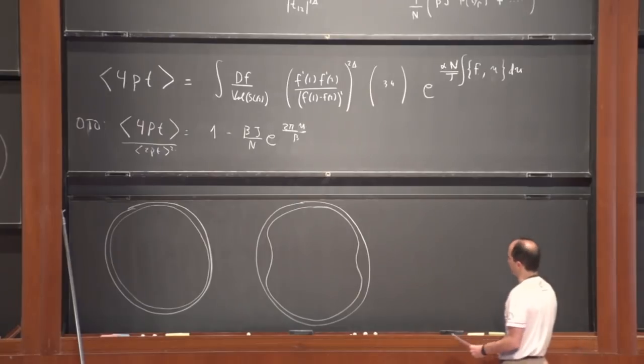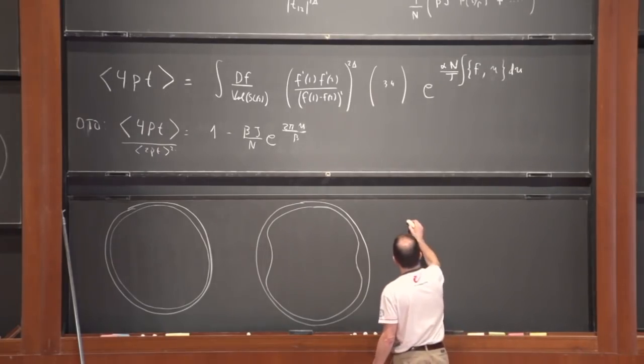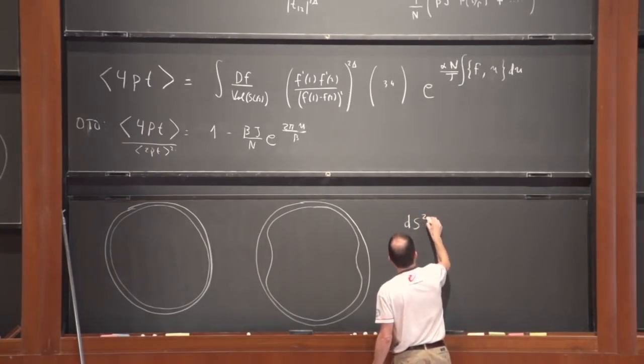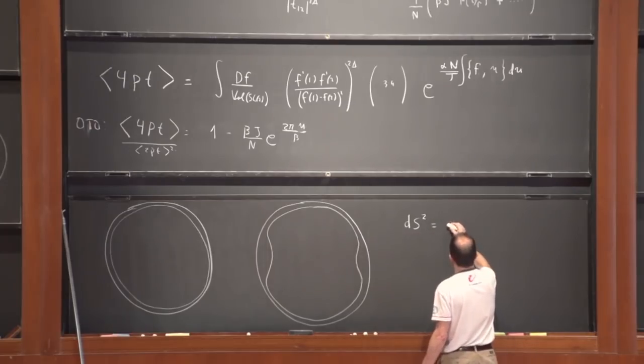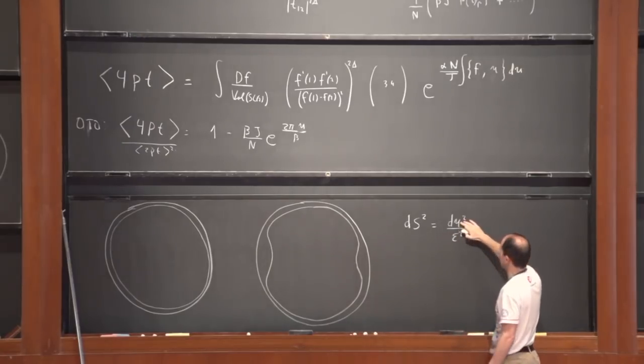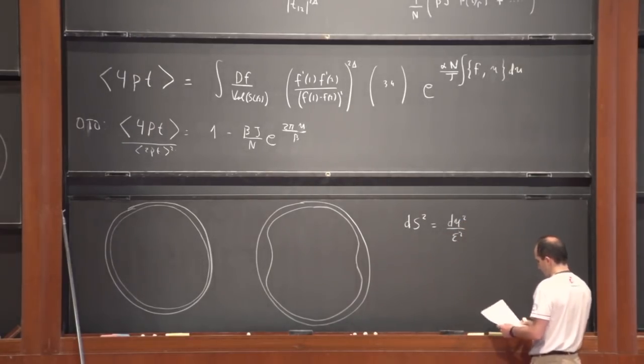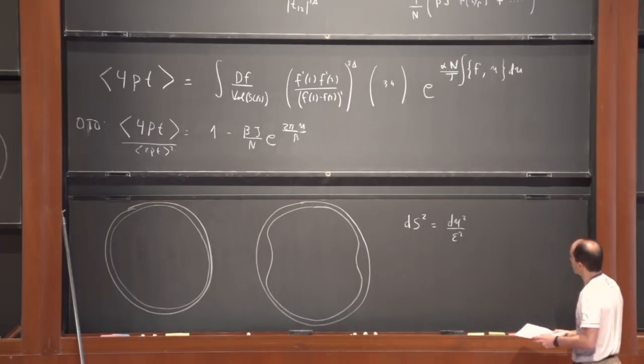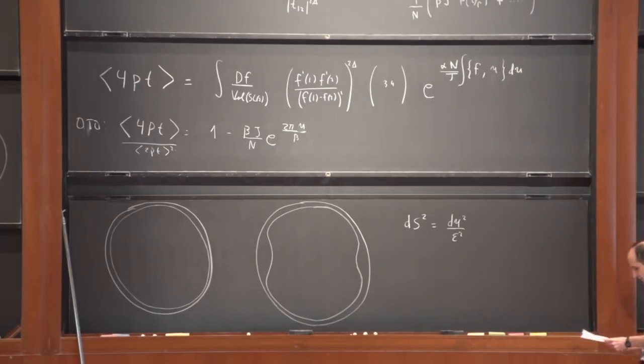So for example, the one boundary condition we can imagine choosing is to say that the proper time along the boundary is just constant, let's say u squared over epsilon squared. So u is the proper time along the boundary, and that's what we're going to identify as the boundary coordinate.